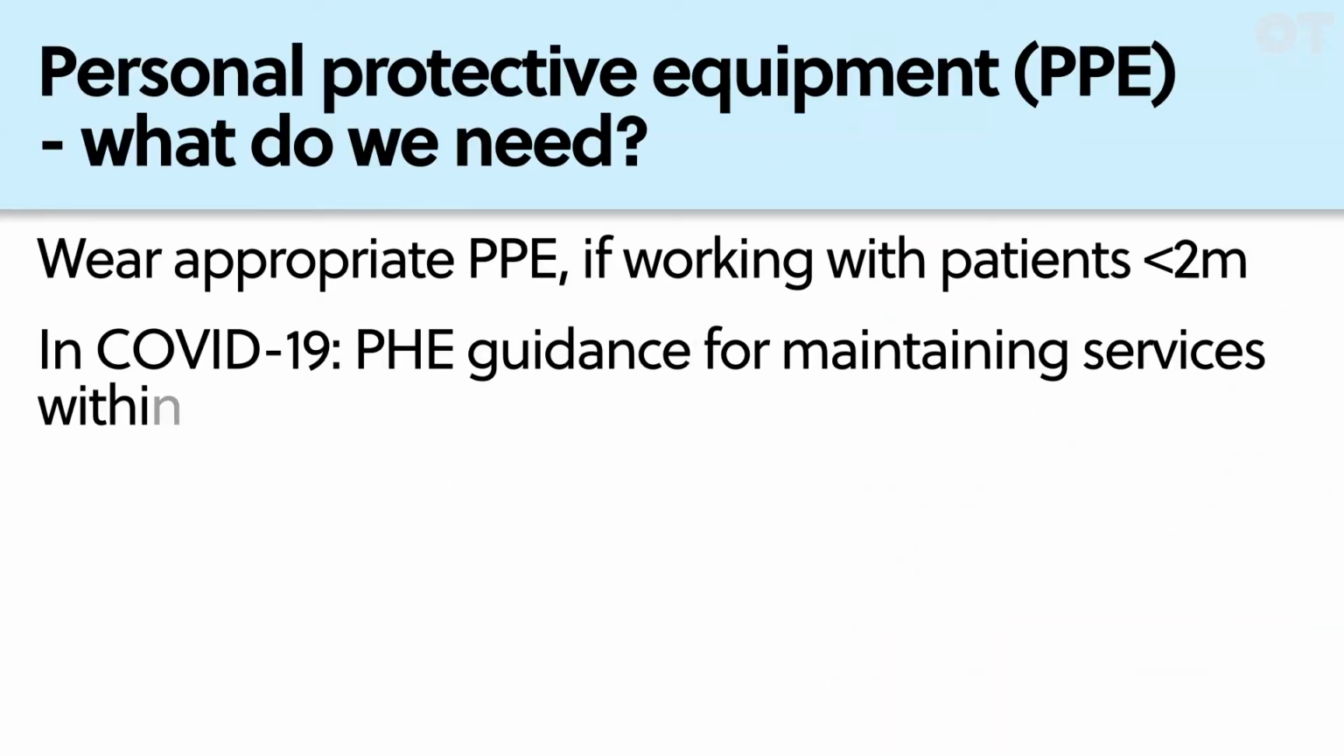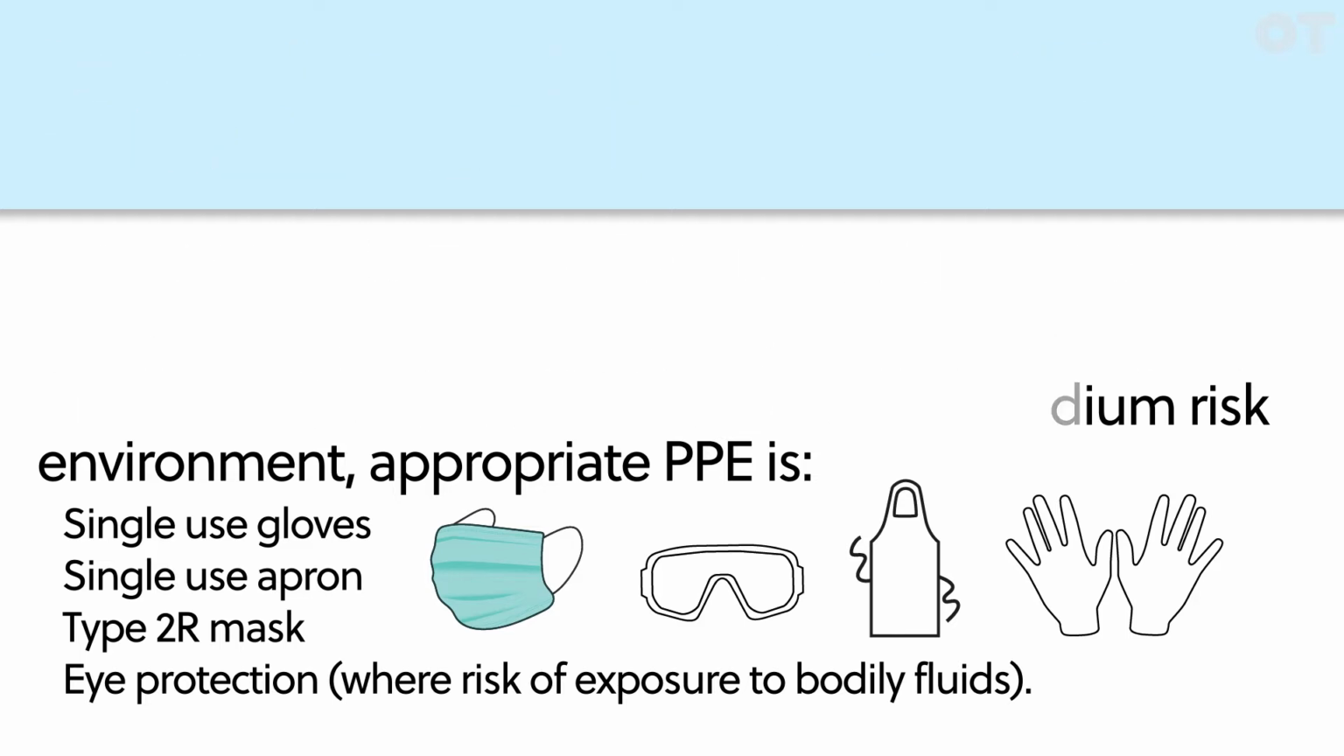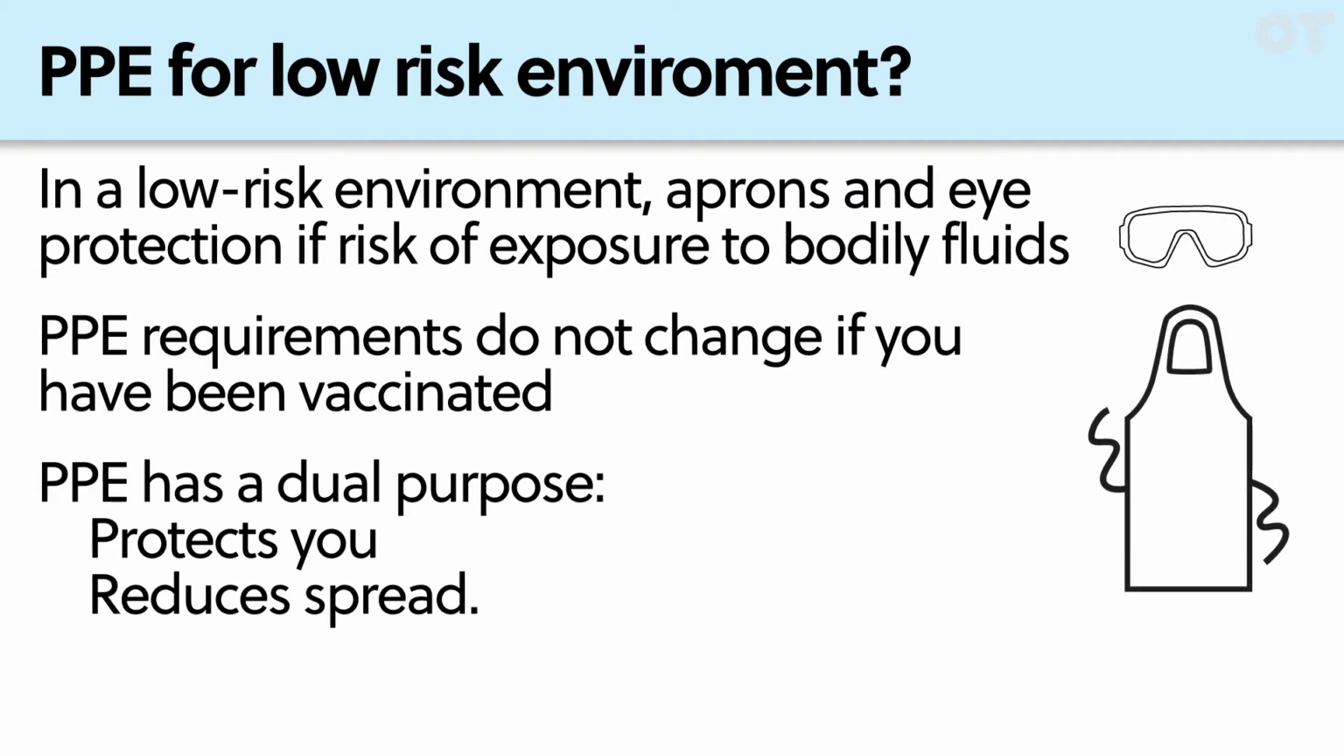So PPE has largely remained unchanged. If you are working with patients at distances of 2 meters or less, then you should be wearing appropriate PPE. And there is a slight debate over whether we are medium risk in the new guidance or low risk in the new guidance, or the latest guidance I should say. But the medium risk sets out that we should be using single-use gloves, a single-use apron, type 2R fluid-resistant masks, and eye protection where there is a risk of exposure to bodily fluids. In the low-risk guidance, both aprons and eye protection are only suggested if there is a risk of exposure to bodily fluids.